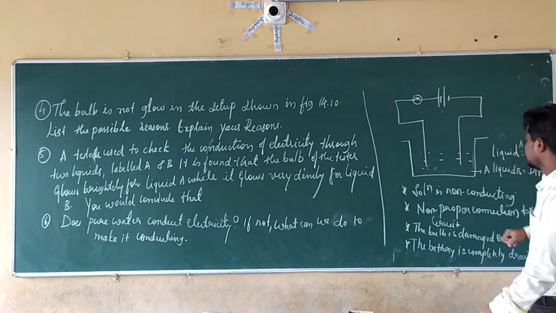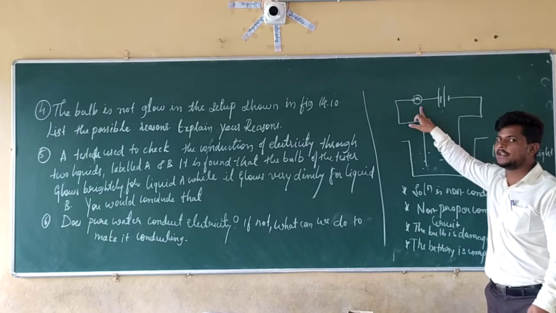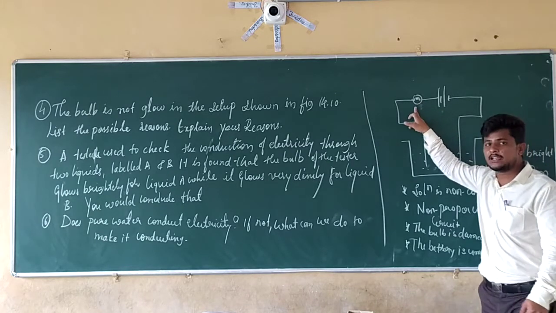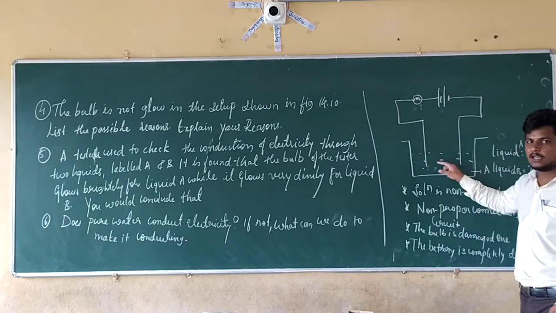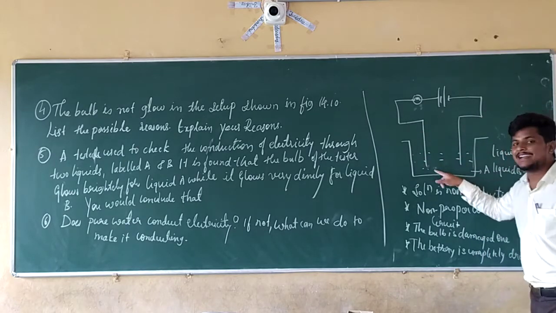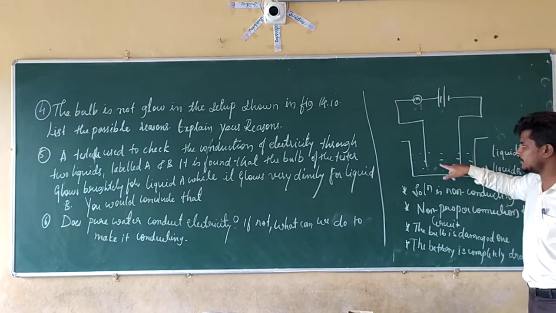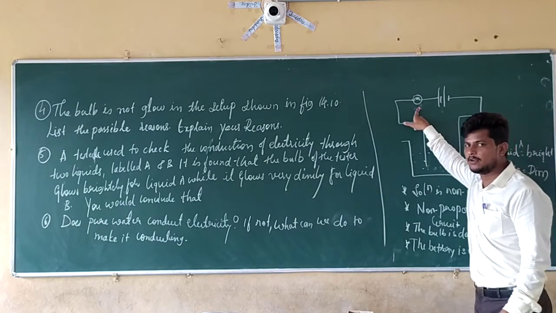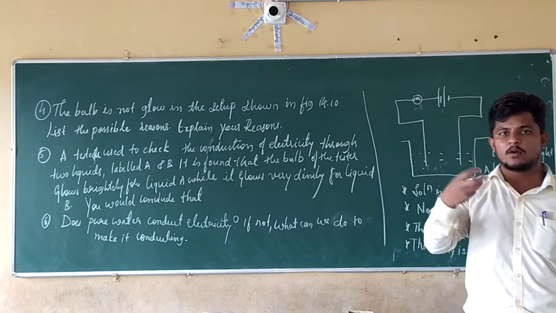So if in liquid A the bulb is glowing more, what does it mean? It is acquiring more current. If it is acquiring more current, what does it mean? Whatever liquid we are using here is conducting the current heavily. More current is conducted by this liquid. Now if the bulb is glowing dimly, what does it mean? It is acquiring less current.